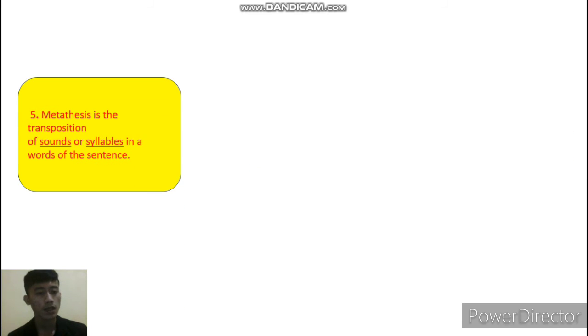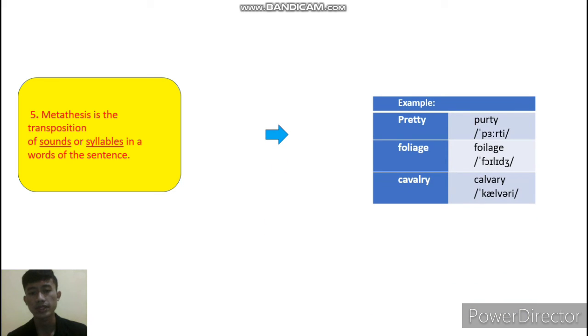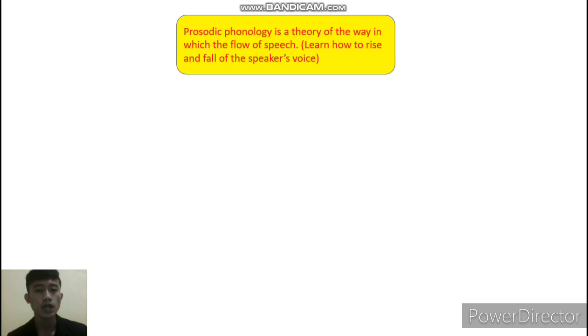So next, metathesis. This is the last of the kinds of phonological rules. Metathesis is the transposition of sounds or syllables in a word or sentence. Okay, transposition here means change. This is the example of metathesis, like pretty and pretty, foliage and foliage, cavalry and cavalry. Okay, now we move to prosodic phonology.